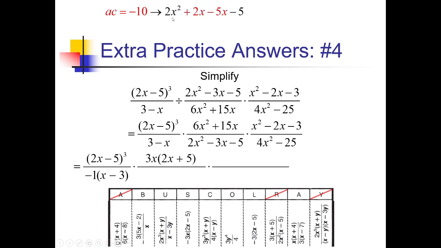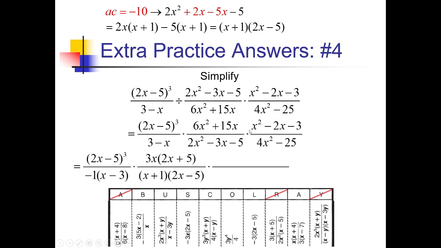Now that I have 4 terms, let me use some grouping. I can take a 2x out of the first 2 terms. That leaves me with an x and a plus 1. I can take a negative 5 out of the last 2, which is pretty convenient. That leaves me also with an x plus 1. So x plus 1 is my common factor that I can take out, and then 2x minus 5 goes back in, and I put all of that stuff down here in this fraction.